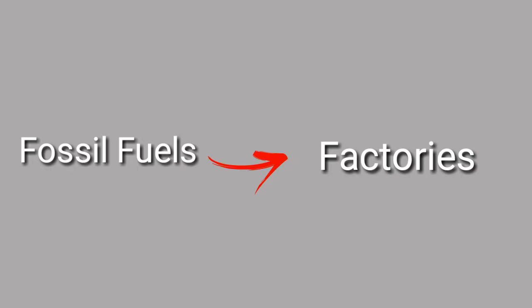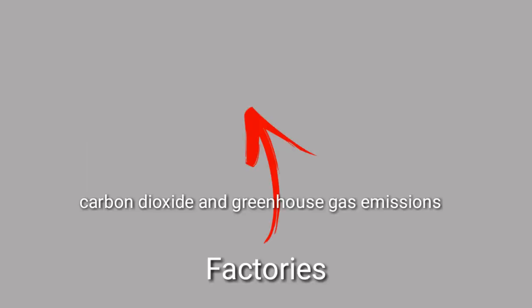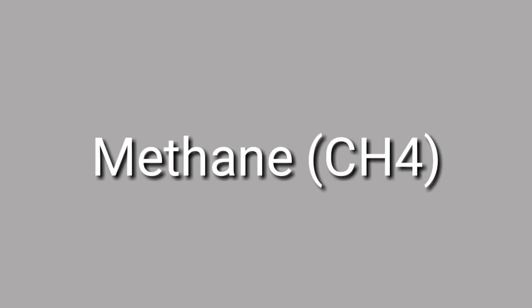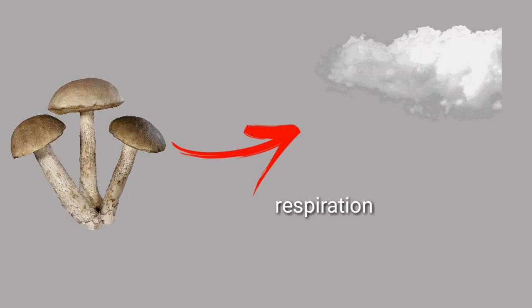These fossil fuels are burned off in factories, and the carbon is released as carbon dioxide and greenhouse gases such as methane. Bacteria and fungi related to the waste and the decay of these animals and plants release carbon dioxide into the air through respiration as well.